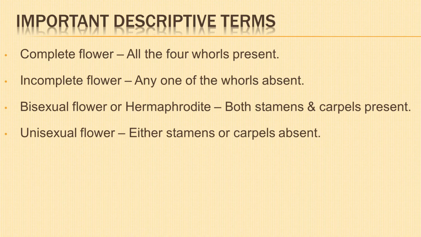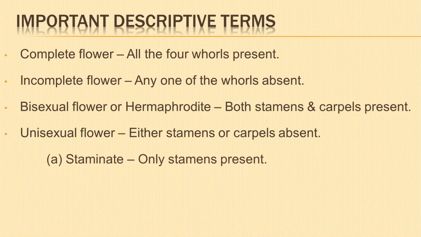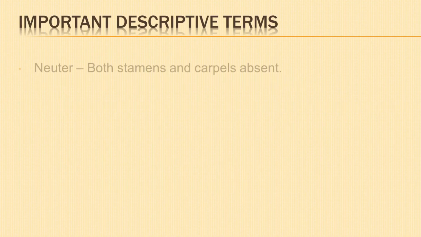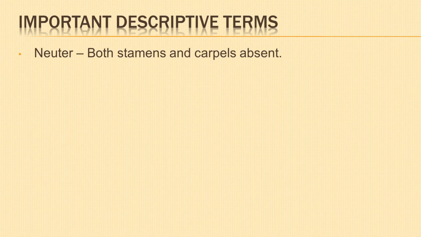Unisexual flower. When in a flower, either the stamen or the carpel is absent, the flower is said to be unisexual. The unisexual flower may be staminate when only stamens are present, and pistillate if only carpels or pistil are present. Neuter. When both stamens and carpels are absent in a flower, it is said to be neuter.